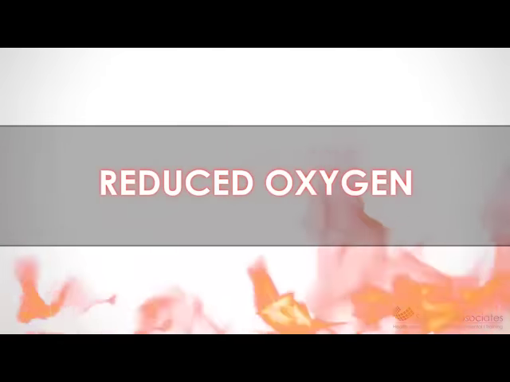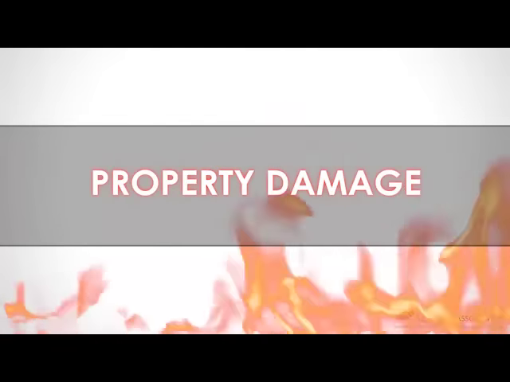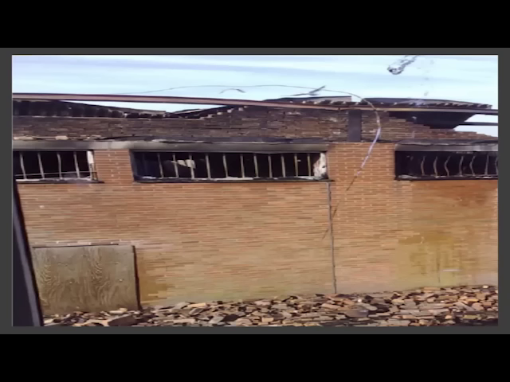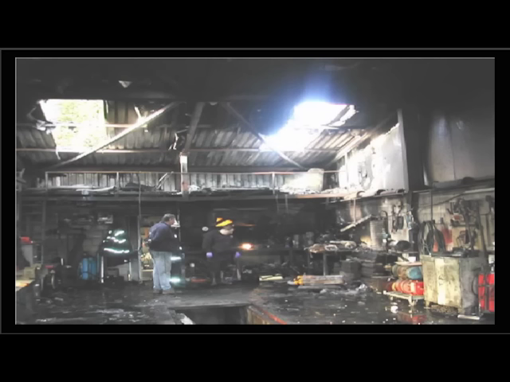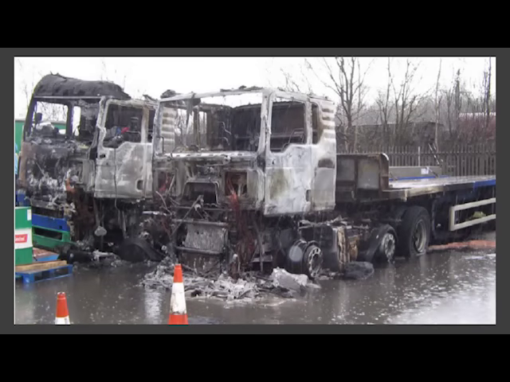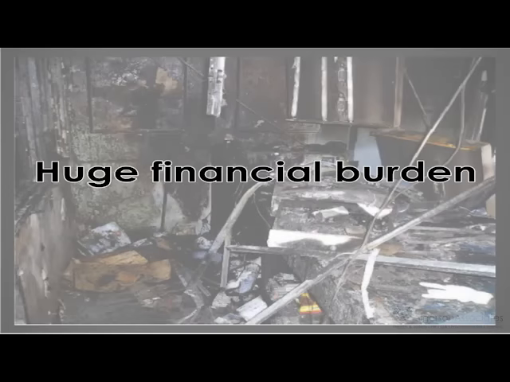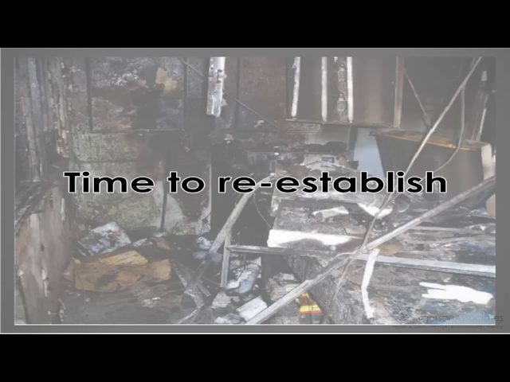3. Reduced oxygen. This makes breathing difficult, resulting in asphyxiation due to the lack of oxygen in the air. And 4. Property damage. For example, the collapse of buildings and other parts that can crush and kill people. You need to be aware that building damage due to fires and the business disruption that results can sometimes mean that businesses do not survive the devastating effects of the fire. This is because of the huge financial burden and the time taken to re-establish the business.